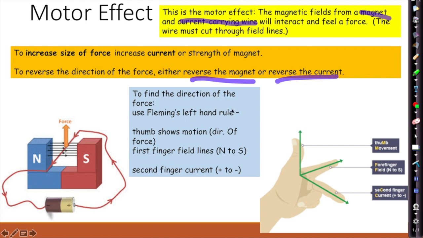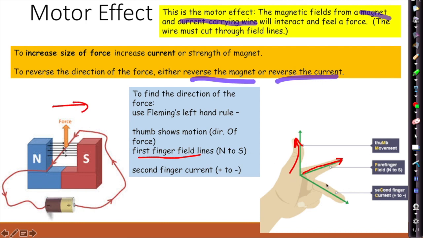Okay, so if we want to find the direction of the force, we've got to use Fleming's left-hand rule, and I'm hoping everyone's going to have their left hand out now to have a go at this. So your thumb shows the direction of motion, as in the way the wire is going to feel a force. Your first finger shows you the field lines. So your first finger, and all at 90 degrees to each other, is going to go north to south. So you've got to orientate your hand so that that finger is pointing north to south that way.